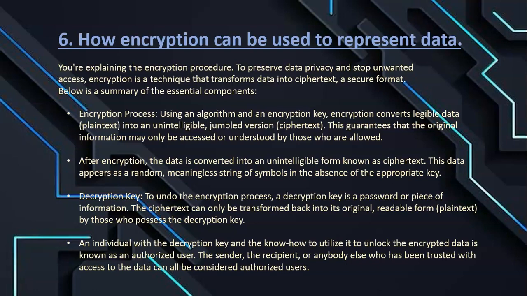Encryption process. After encryption, an individual with a decryption key who knows how to utilize it to unlock the encrypted data is known as an authorized user. The sender, the recipient, or anybody else who has been trusted with access to the data can all be considered authorized users.